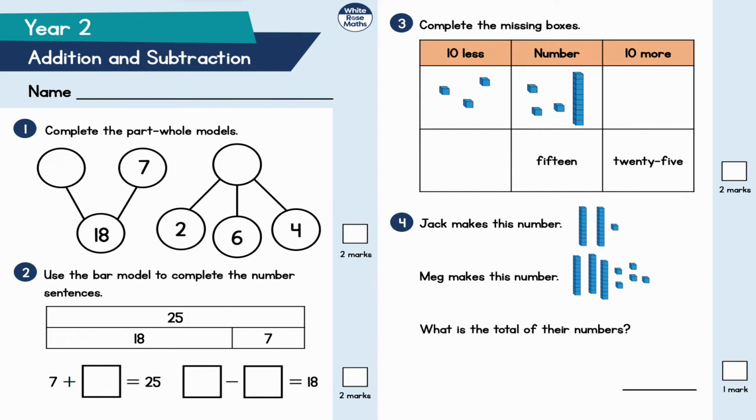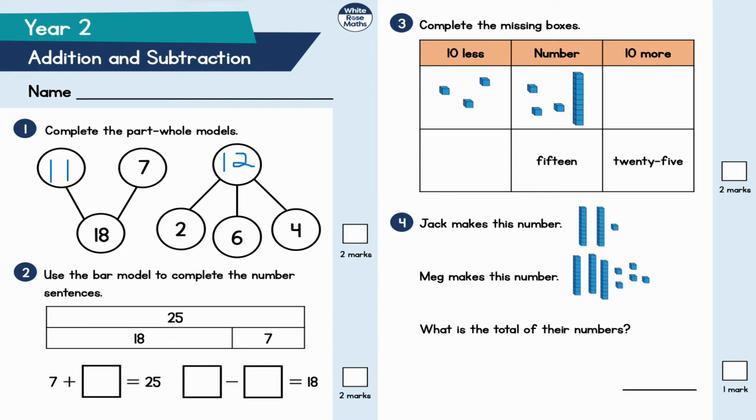This is question number 1, from the White Rose Maths worksheet, website. Complete the pothole numbers. 18 take away 7 is 11. 2 plus 6 plus 4, well, 6 plus 4 is 10, plus that 2 is 12.